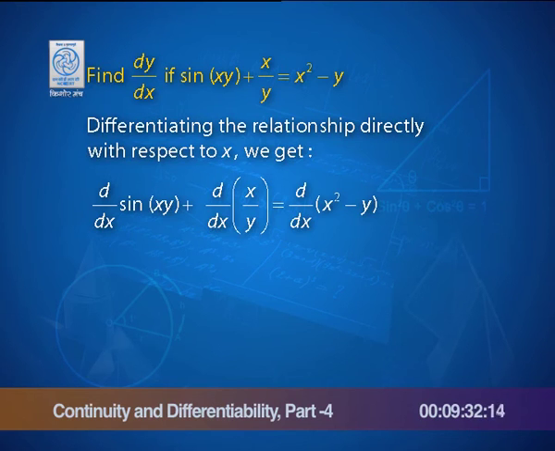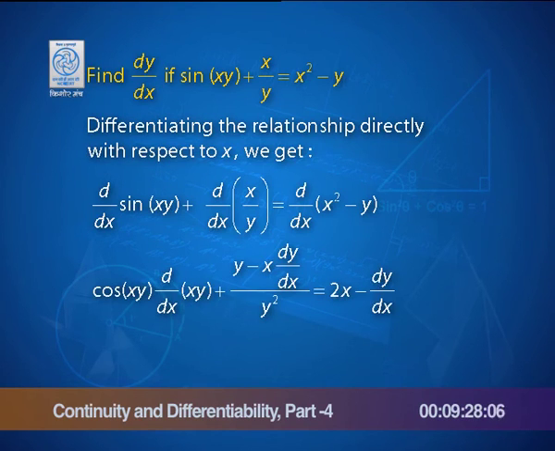The first term, that is sin of x into y, gives us cos xy into the derivative of xy, chain rule again, plus, what happened here? What I have used is what you see, I read it as x by y. So, there is a clear presence of the quotient rule. Right hand side is just 2x minus dy by dx. Work is still not over because I still have to finish the first term.